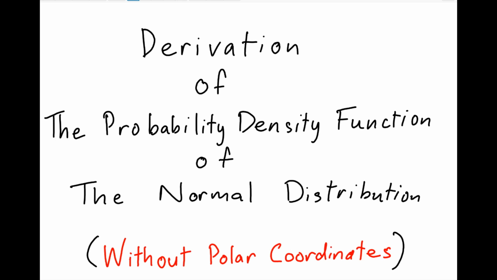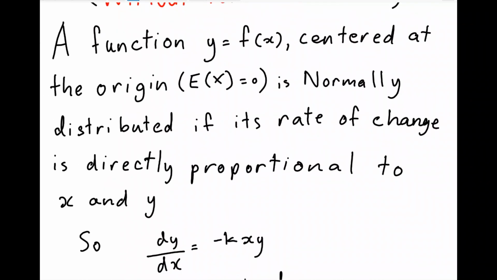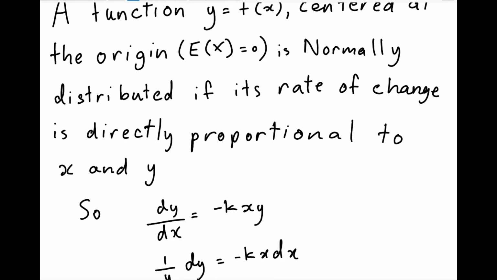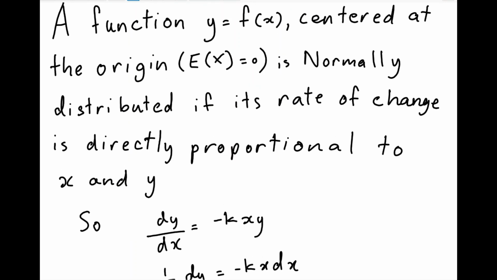This is a derivation of the probability density function of the normal distribution without using polar coordinates. It starts with a simple definition and derives the density function of normal curves centered at the origin, and uses the result that the graph of f of x minus k is the same as the graph of f of x translated k units parallel to the x-axis.